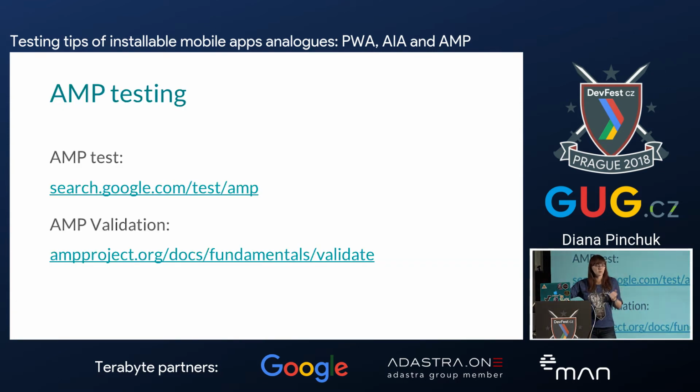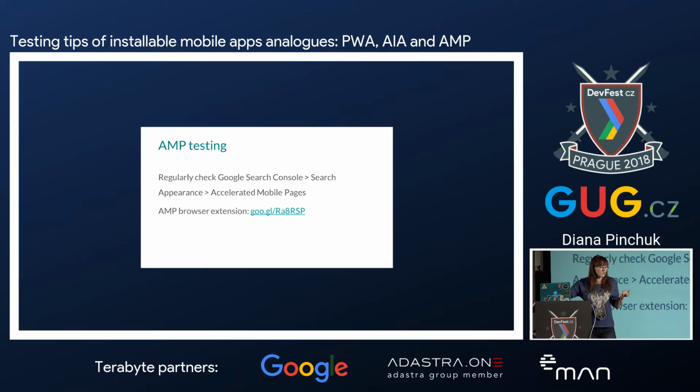How to test accelerated mobile pages? There are a few validators. One is called AMP Test, another is called AMP Validation. But also, you need to constantly check Google search results in the special console if your AMP is shown high enough as you want. And also, there is a special AMP browser, which is in beta. It's developed for desktop because accelerated mobile pages could be shown only on mobile. But if you want to check on your desktop how it looks like, you can install this browser as an extension.